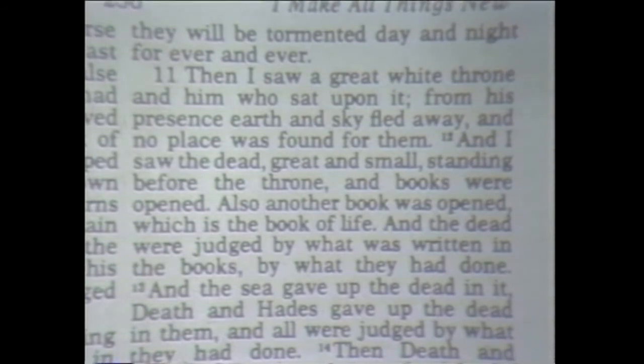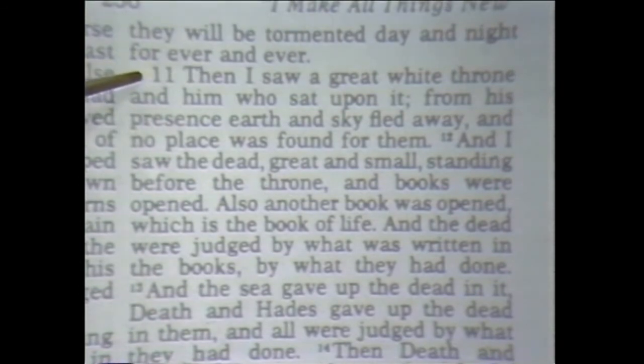What it brings together is the way in which the cluster of events at the very end are put together as a kind of great climax. In verse 11 of chapter 20, "I saw a great white throne and him who sat upon it." This is the judgment scene. "From his presence earth and sky fled away, and no place was found for them."